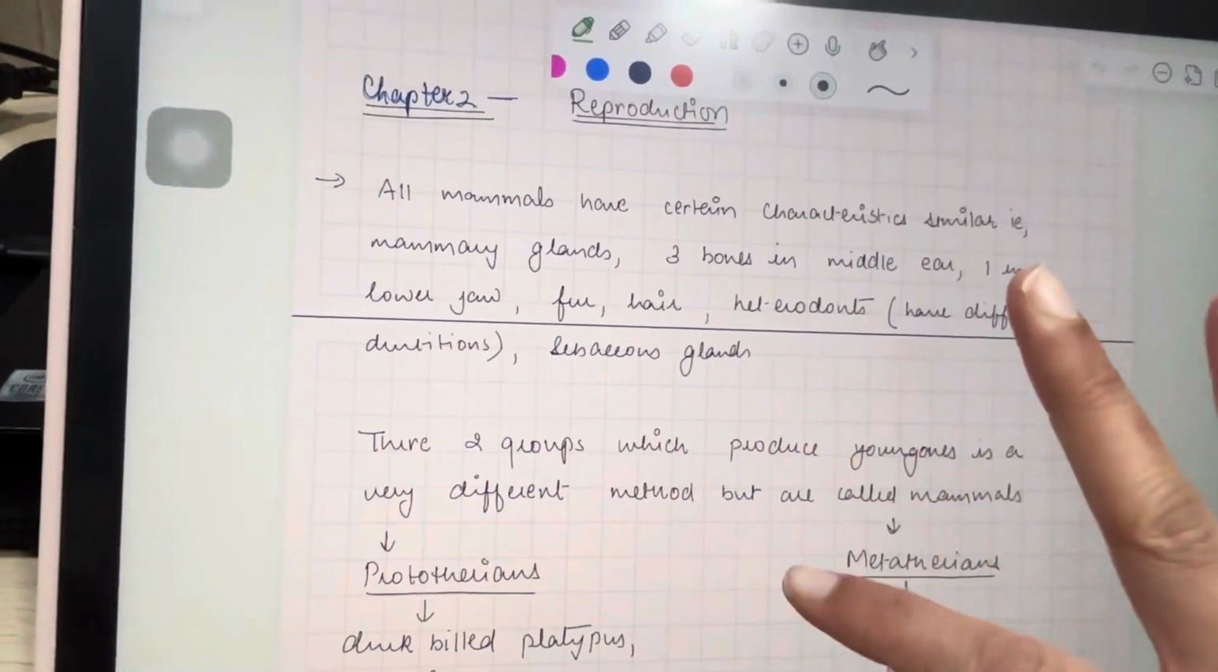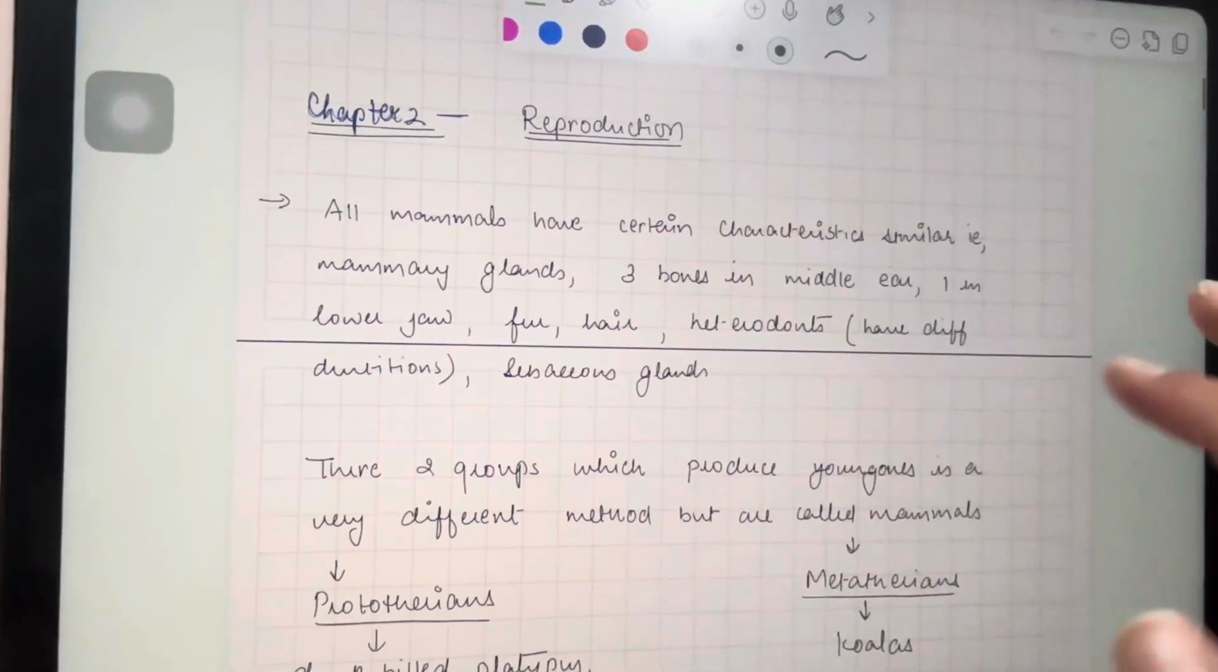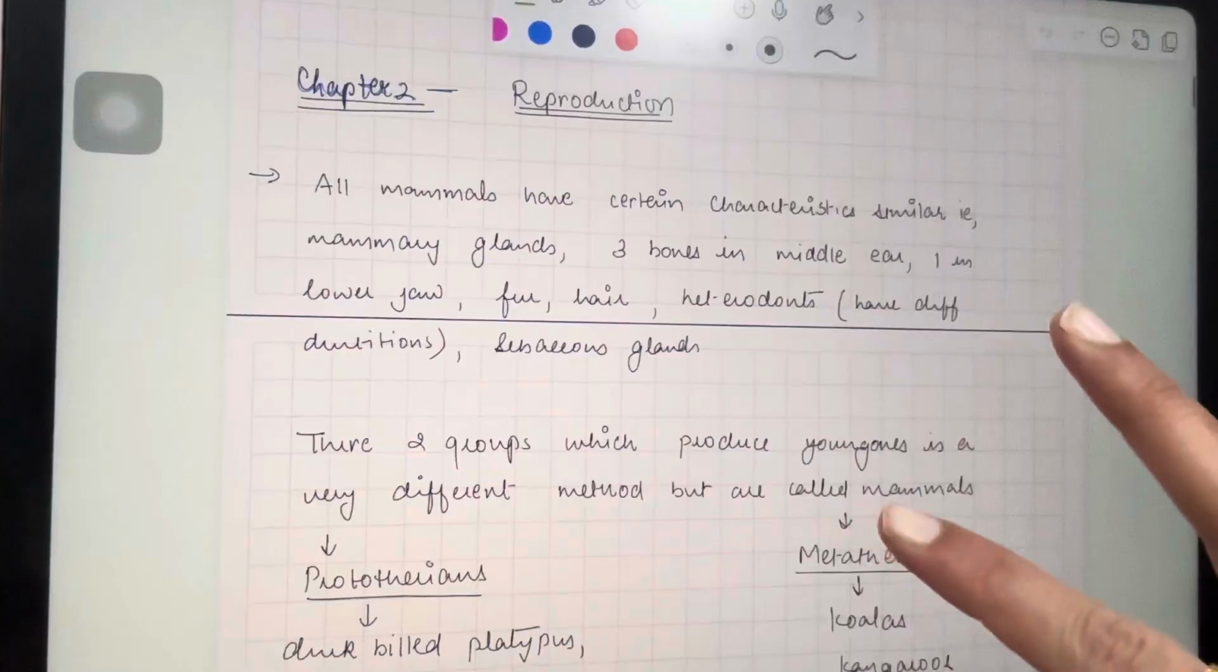So here's the chapter known as reproduction. We are doing MCAT biology. So we'll just do a review for this chapter.